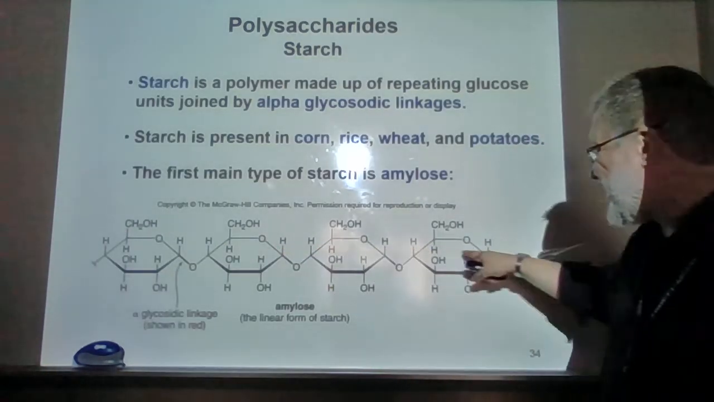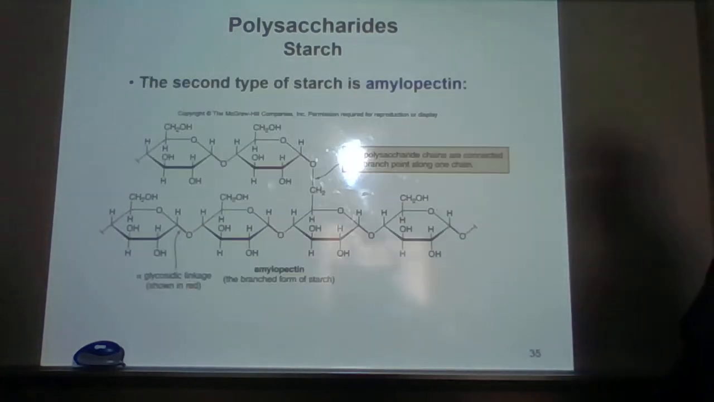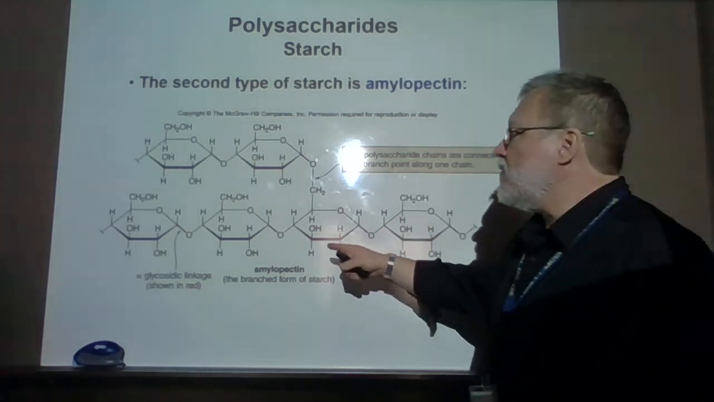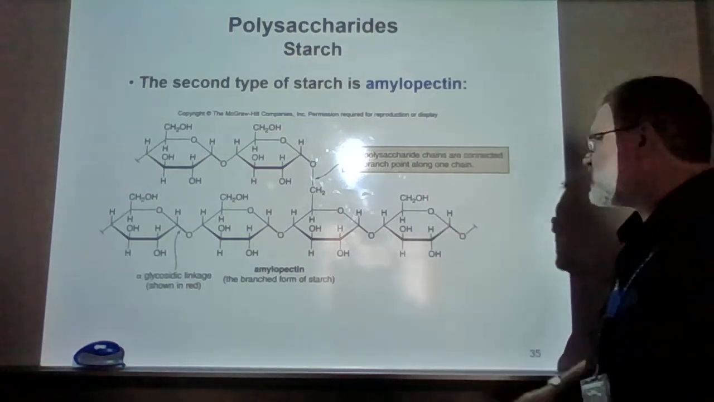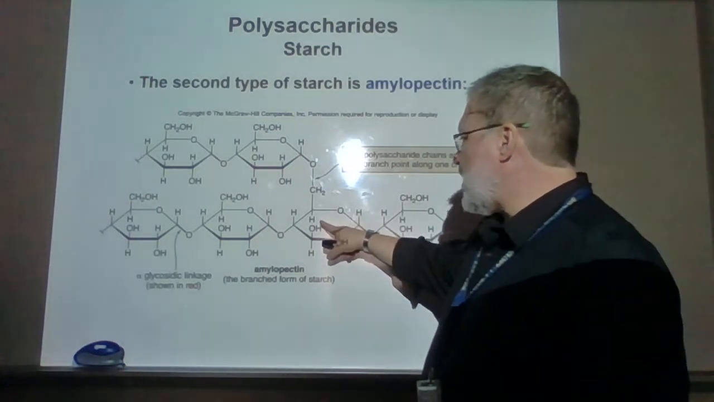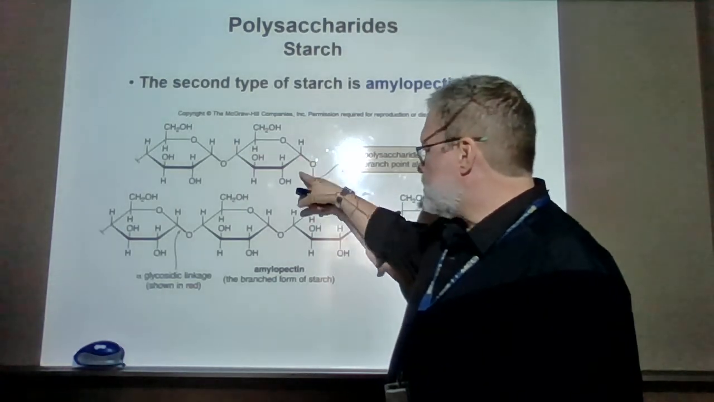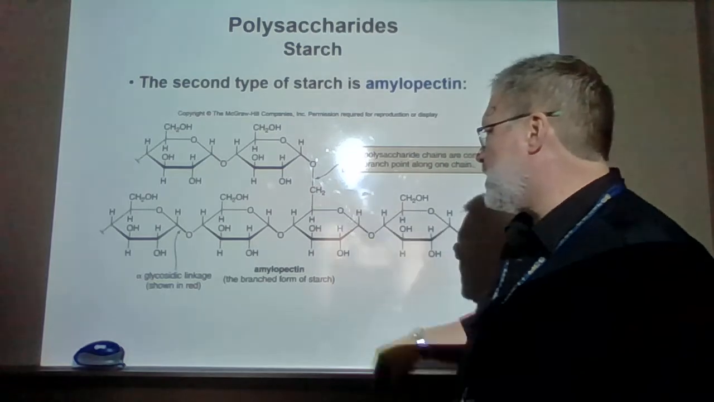Amylose just has this singular link of glucose units. Notice these are still all alpha 1,4s. The OH group attached to C1 is down. But from one chain, you're connected to another chain at the C6 carbon.